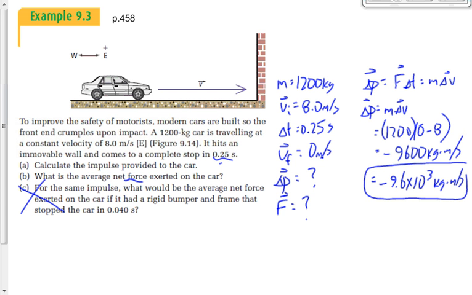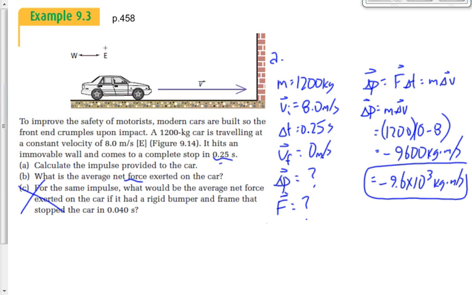So in other words, if you are moving to the right, the impulse is to the left. Does that make sense? If you are moving to the right, the change in momentum is to the left, negative value. The other way to think of it is it's a loss of momentum. You had a certain value, now you have 0. It's a loss of 9,600.